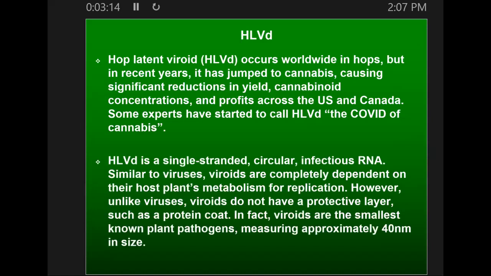A virus has either DNA or RNA, and then it's surrounded by some kind of protein coat. And so viruses are different. This is just, we say naked. It's a naked piece of RNA. There's no protein coat surrounding it. It's just a stretch of RNA. That's all it is. So it is tiny, tiny, tiny.